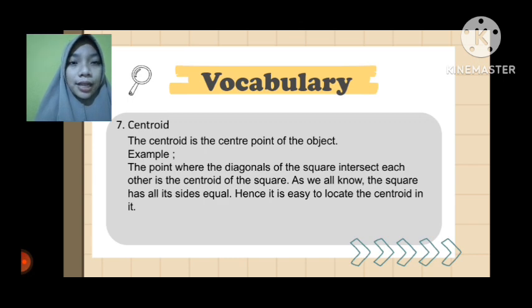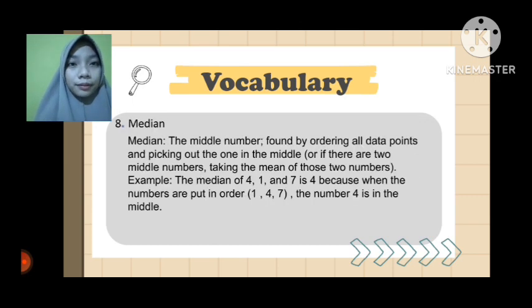7. Centroid. The centroid is the center point of the object. For example, the point where the diagonals of the square intersect each other is the centroid of the square. As we all know, the square has all its sides equal, so it is easy to locate the centroid in it. In Indonesia, we can say centroid is the titik pusat dari suatu objek.